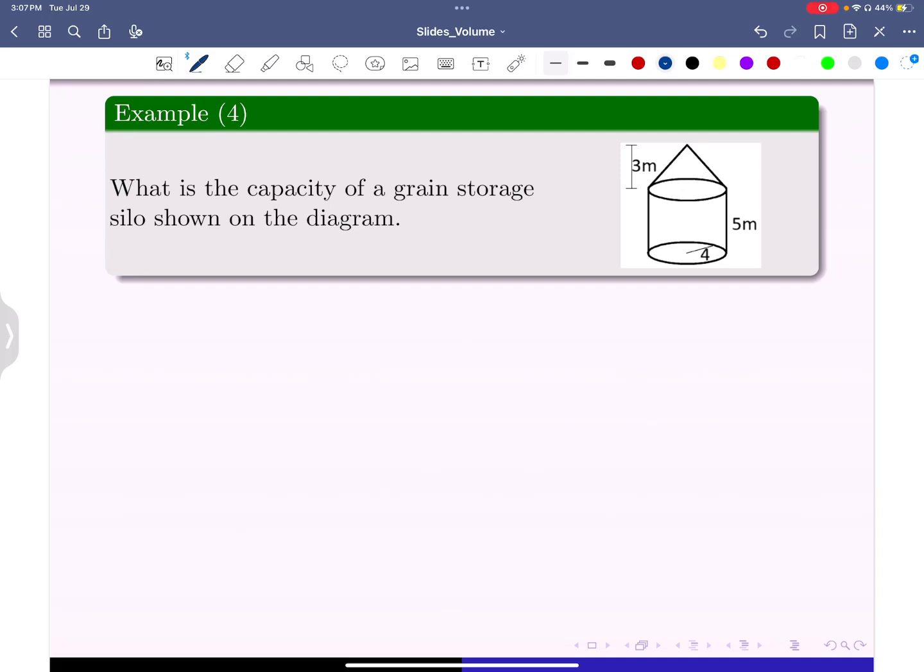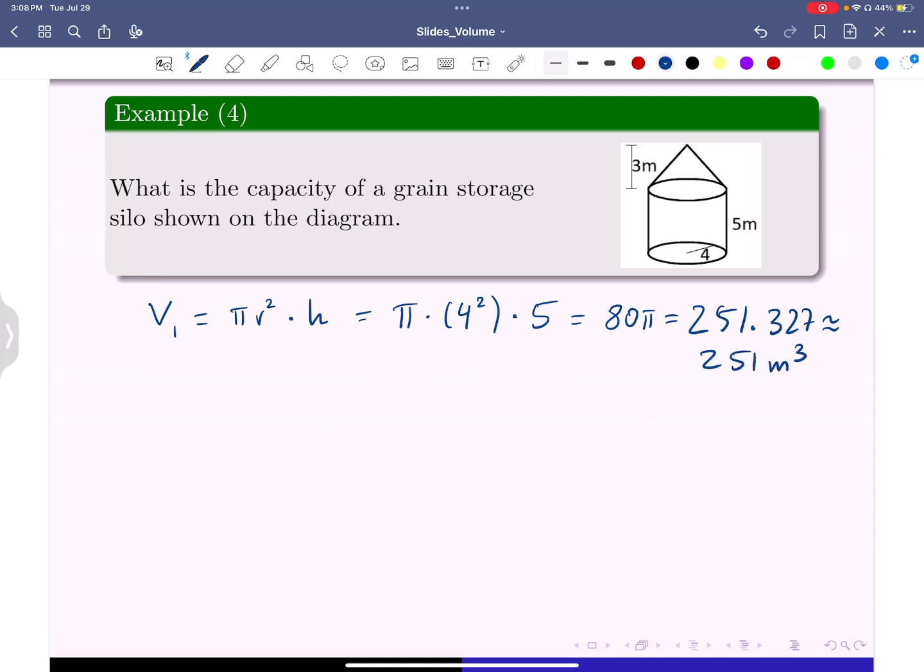So the volume of the cylinder, let's call it volume 1, would be the area of the base, pi r squared, times height. The area of the base is a circle, so pi r squared times height. So this is equal to pi times radius 4 squared times height 5. So this gives me 80 pi, and if I type the pi on the calculator, I should get 251.327, which is approximately 251 meters cubed.